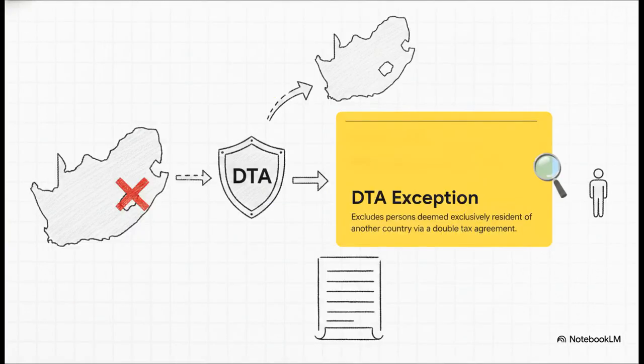If there is a double tax agreement, a DTA, between South Africa and that other country, it's going to have these things called tiebreaker rules. If those rules decide that you belong exclusively to the other country, your South African residency is instantly voided. Boom, gone. You are carved right out of the resident definition in the Income Tax Act, completely regardless of your ordinary residence or physical presence.